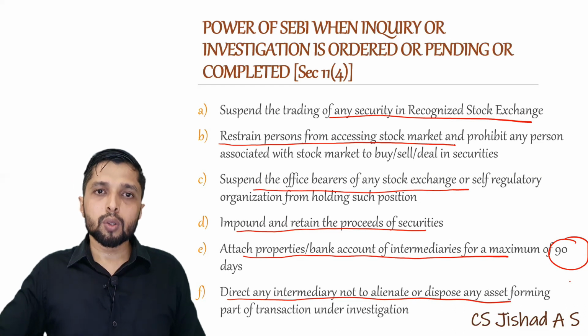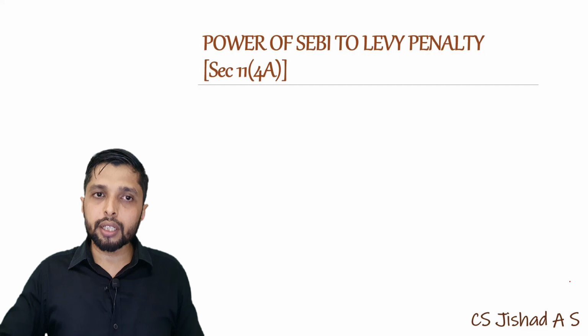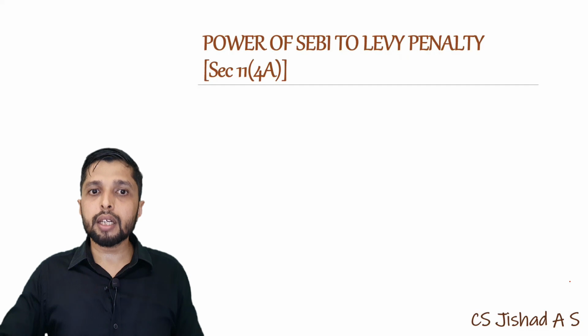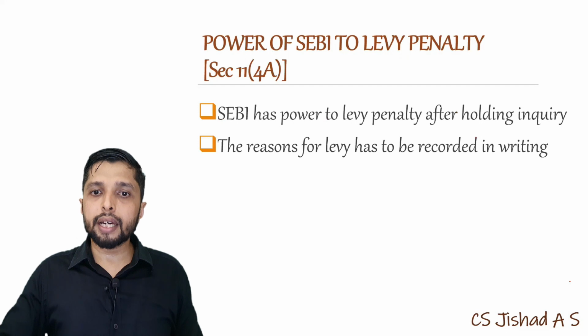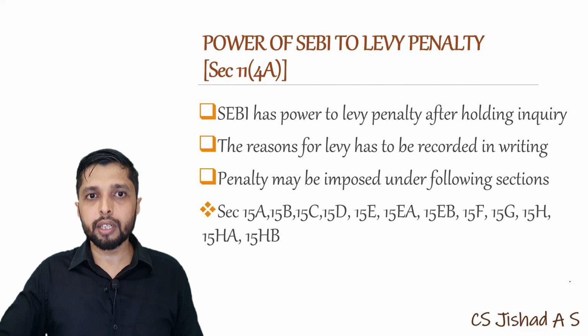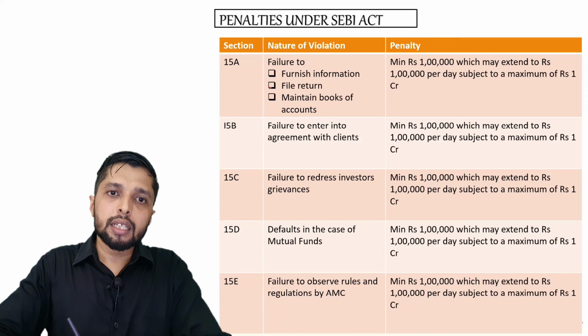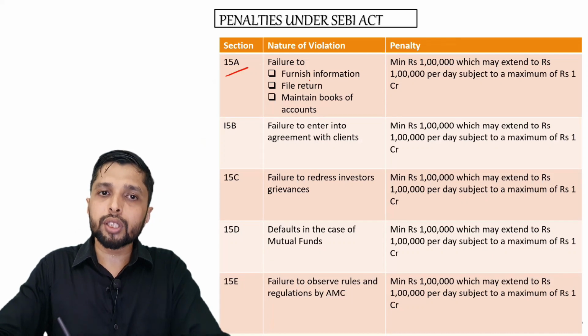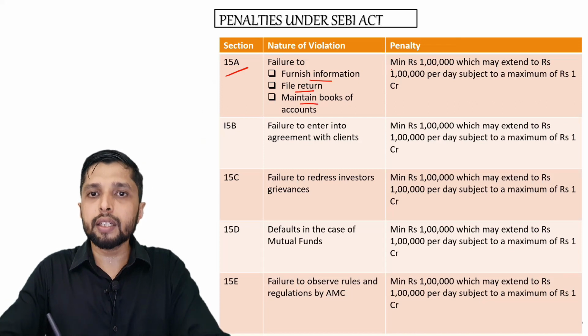Moving to penalties, or the power of SEBI to levy penalty. It is mentioned in 11 subsection 4A and 11B also. SEBI has the power to levy penalty after holding an inquiry. Penalty may be imposed under sections 15A to 15HB. We will discuss each section one by one. 15A is failure to furnish information, file returns, maintain books. You can see that most of the penalty is common.